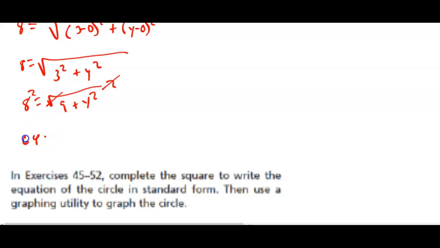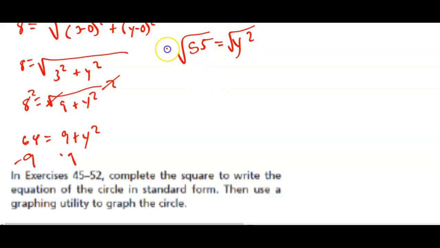So 64 equals 9 plus y squared. And then I'm going to subtract 9 on both sides. So 55 equals y squared. And now to get rid of this square, we're going to square root both sides. When you square root both sides, you always inherit that plus or minus sign.